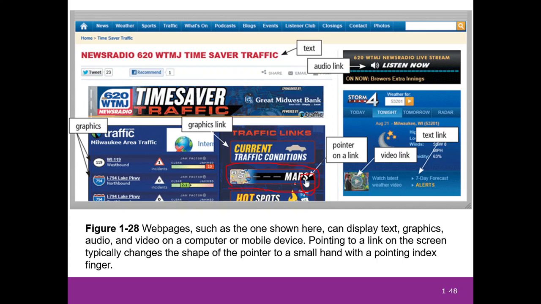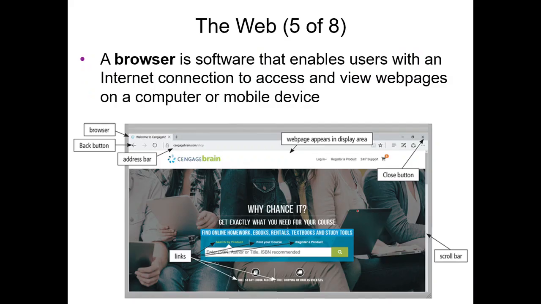What does hyperlink mean? That it is basically linked or connected to another web page. If you click on it, another web page will be opened. Okay? So this is a typical web page. Again, we don't need this example. On a daily basis, you visit so many web pages.